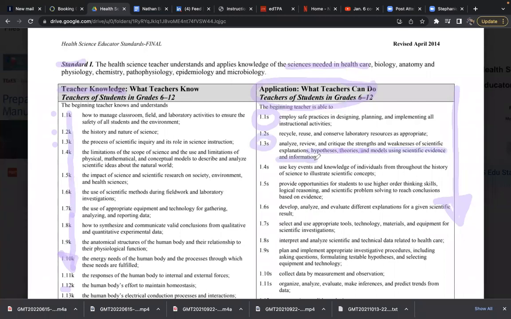So it's not just enough for you to know what a hypothesis is, but to be able to read a hypothesis and say, is this a legitimate hypothesis based on the empirical data that I have, and then be able to translate that with your students in instruction. Okay.